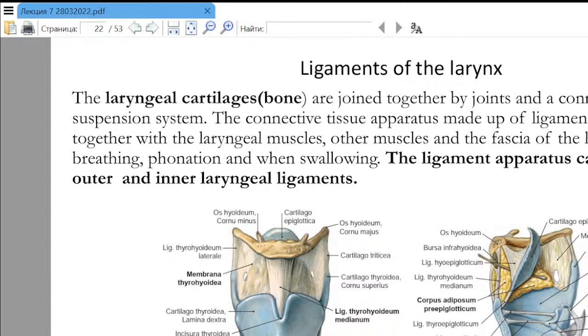For example, this you see, membrana thyroidea connects os hyoideum and cartilago thyroidea, and the membrane divides into three parts: ligamentum thyroideum medianum and lateralis. Ligamentum between cartilago cricoidea and cartilago thyroidea, ligamentum cricothyroideum.